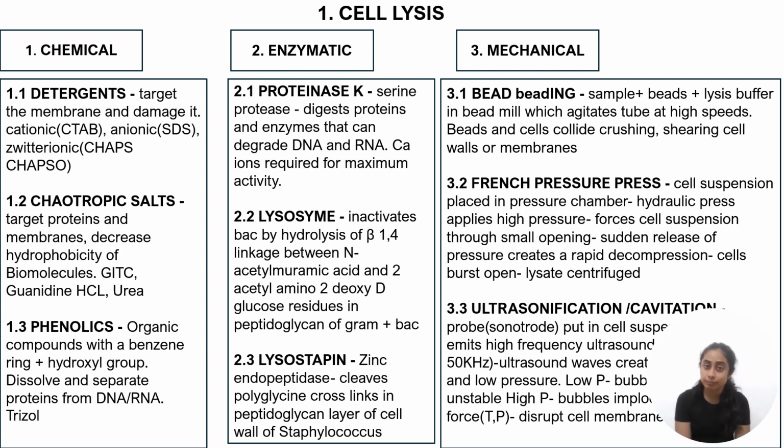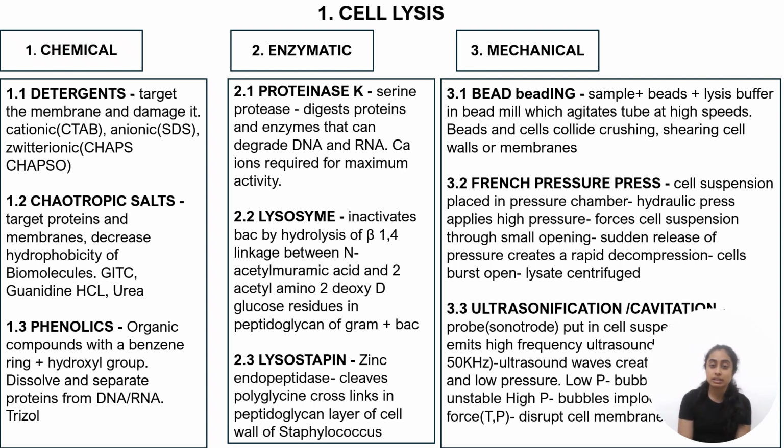3. Mechanical. The first method here is bead beating. Here you take the sample, you take beads and you take lysis buffer and you put these three things in a bead mill. The bead mill moves these three things at very high speeds. This results in the beads and cells colliding, which breaks open the cell walls or membranes.